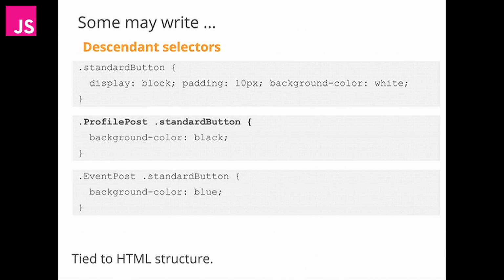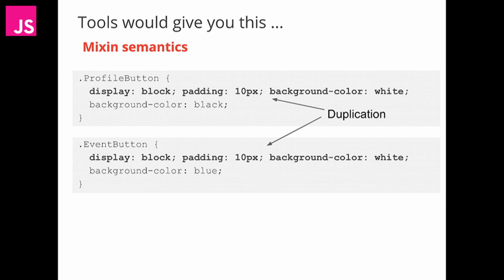Another way to do this is using descendant selectors. So you would say profile post space .standard button. And the problem with this is now you are tying your CSS to a predefined HTML structure. You could use tools to do this. And most CSS preprocessors have the notion of mixins. So if you use a mixin here and expanded that, it would essentially put the styles inline in the profile context and the event context. And the nice thing about this is that now you no longer need the standard button. But on the flip side, this is a lot of duplication. This is not going to scale for our site.